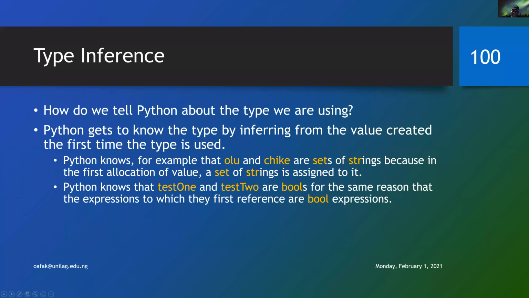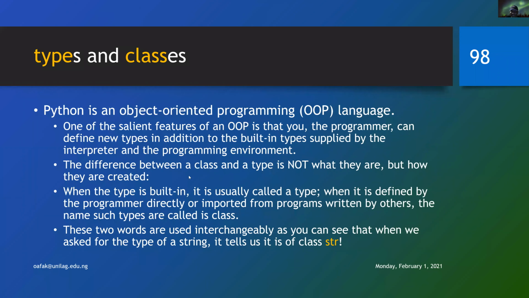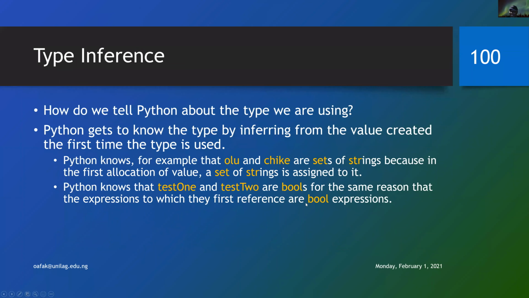Python works by inference. It infers the types that you are using. So how do we tell Python about the type we are using? Python gets to know the type by inferring from the values created the first time the type is used. Python knows, for example, that Olu and Chike are sets of strings because in the first allocation of the value, a set of strings was assigned. Python knows that test1 and test2 are bools for the same reason, because the first thing you assigned to them was the result of a Boolean operation or a Boolean expression.